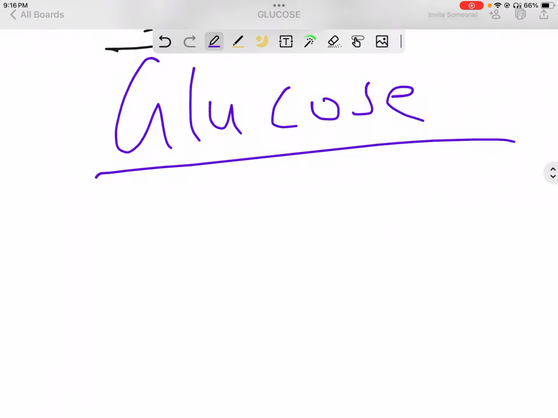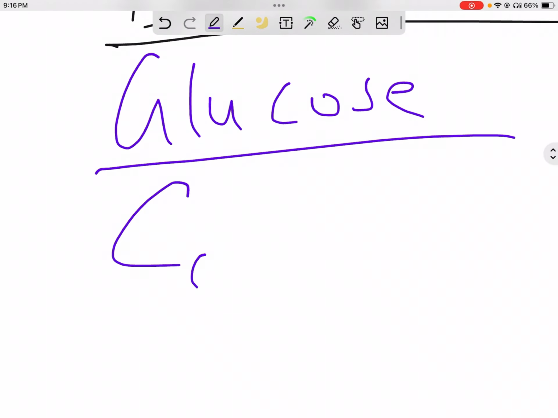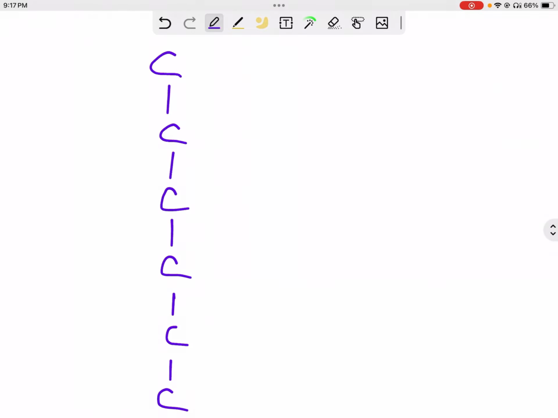The molecular formula of glucose is C6H12O6. The open and cyclic chain structures are possible. First, let's look at the open chain structure. 1 2 3 4 5 6 carbons are there in glucose. The main functional group is aldehyde, which is there in the first carbon. So I'm writing it as first, and this is 2 3 4 5 and 6.